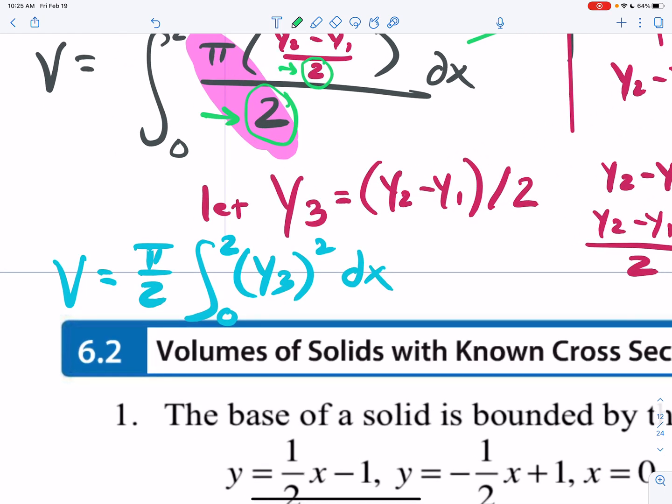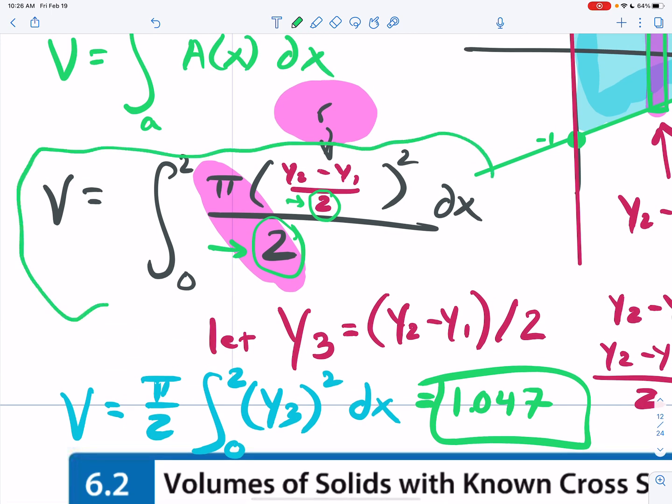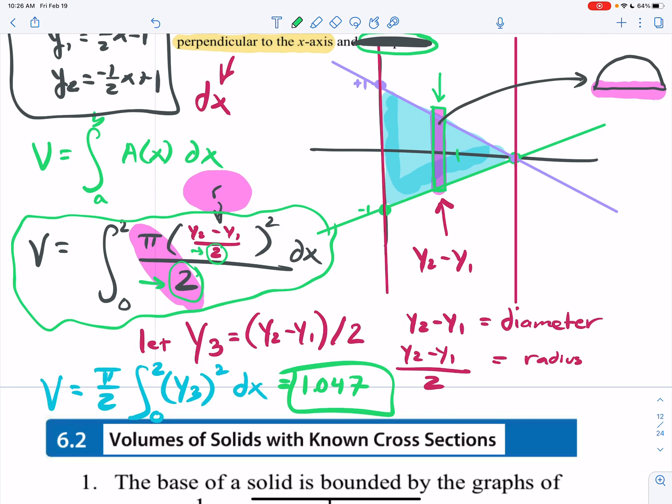So here we go. If you type this out, we have pi over 2 times math 9 for integral. We're going to go from 0 to 2. And we can just say alpha trace y3 squared dx. You should get 1.047 if you round it correctly, okay? Chances are, if you were to try to write this out, you're more than likely to get a syntax error or a calculational error there, okay? So take advantage of the copy-paste idea, okay?